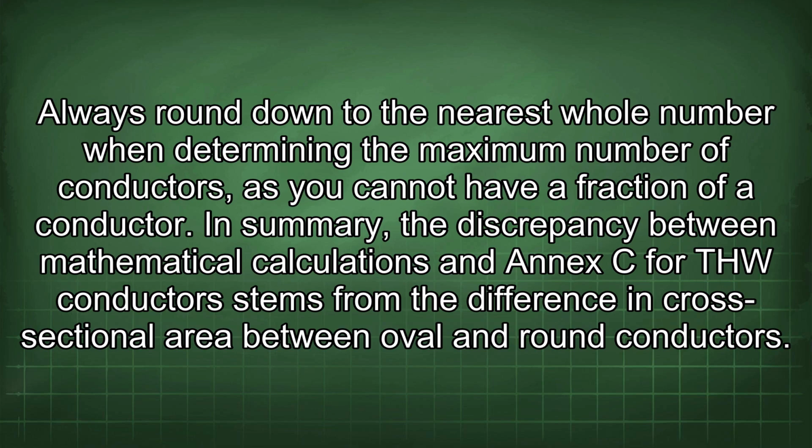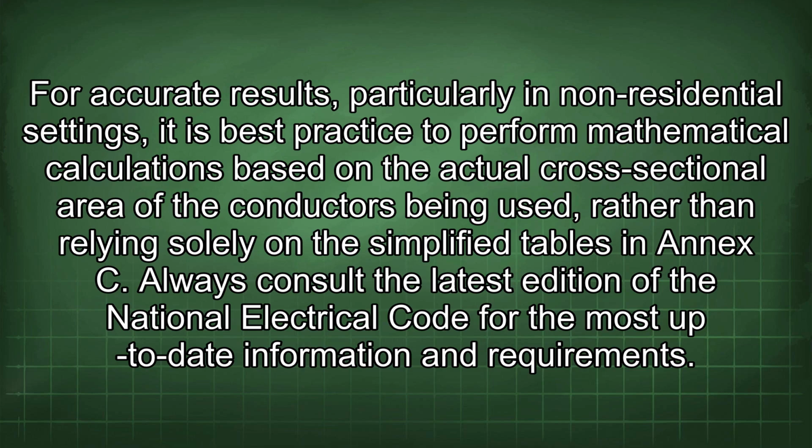In summary, the discrepancy between mathematical calculations and Annex C for THW conductors stems from the difference in cross-sectional area between oval and round conductors. For accurate results, particularly in non-residential settings, it is best practice to perform mathematical calculations based on the actual cross-sectional area of the conductors being used, rather than relying solely on the simplified tables in Annex C. Always consult the latest edition of the National Electrical Code for the most up-to-date information and requirements.